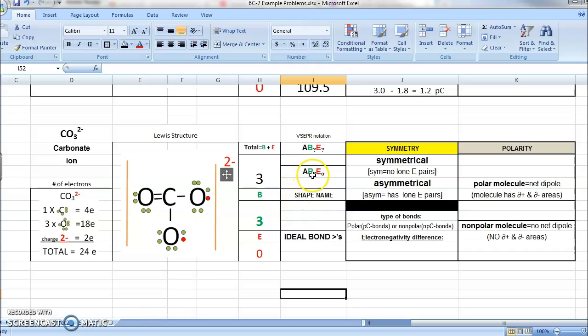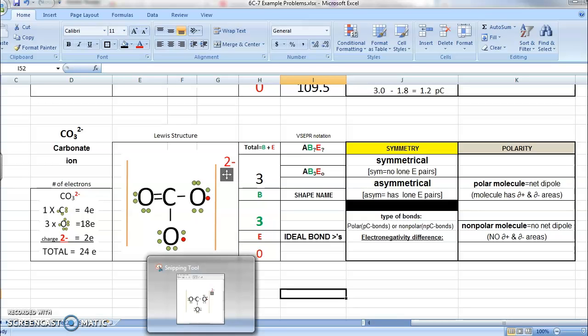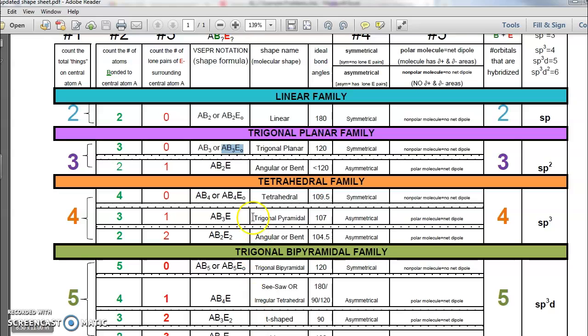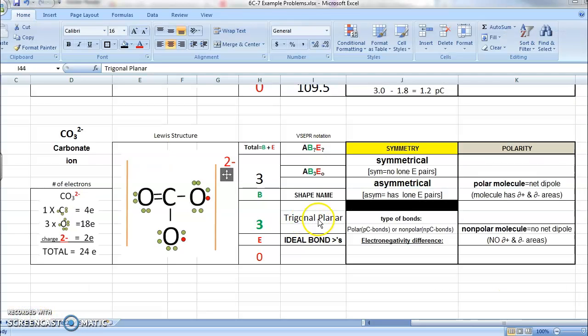That's what I'm looking for, AB3E0. I'm looking for the 3, 3, 0. I've got it. Now I can go to the shape sheet and see what the name is of this molecule. It is called trigonal planar. So I write trigonal planar right here.